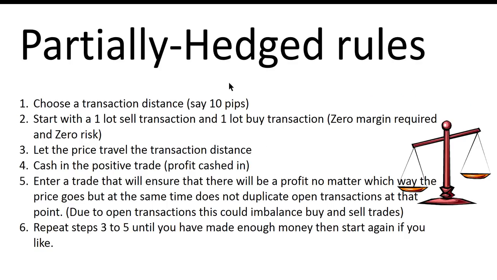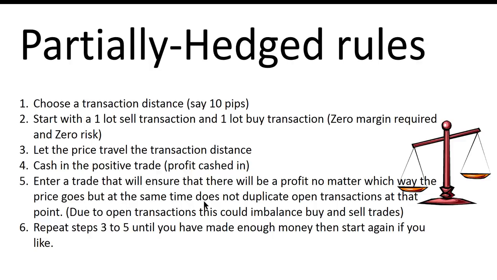This first concept I would call the partially hedged rule, because it results in partially hedged transactions. In this particular one, you would choose a transaction distance, let's say 10 pips, and you start with a buy and sell. You let the price run the transaction distance, you then cash in the positive trade. So everything is still the same up to this point. Here's where the difference comes in. You then enter a trade that will ensure that there will be a profit no matter which way the price goes. So in other words, you must make sure that there is a buy transaction and a sell transaction at that point.